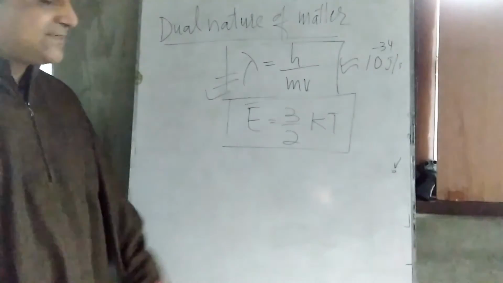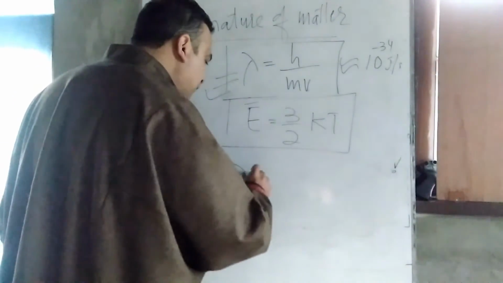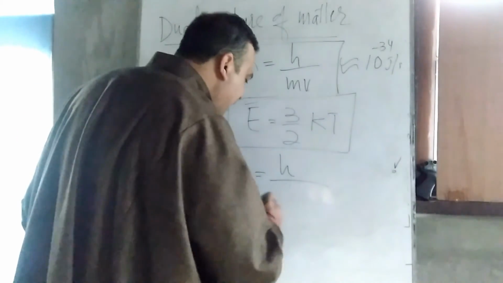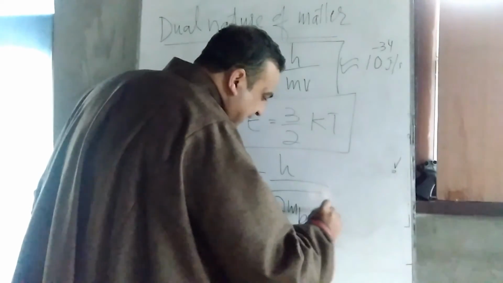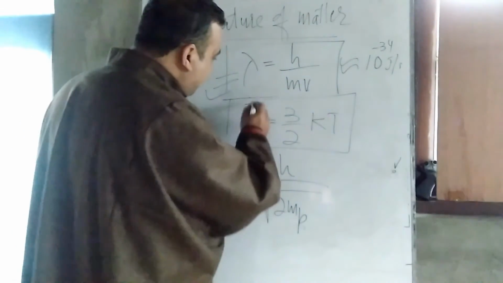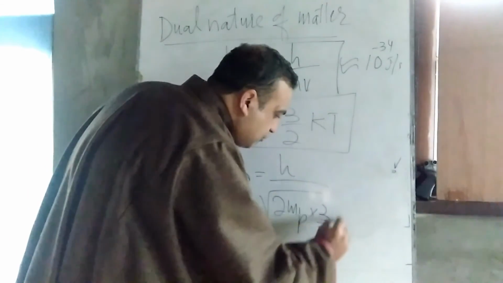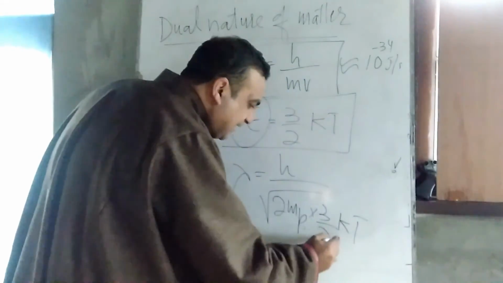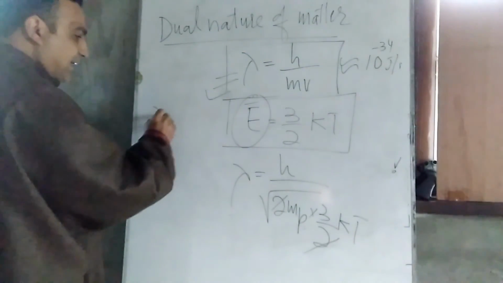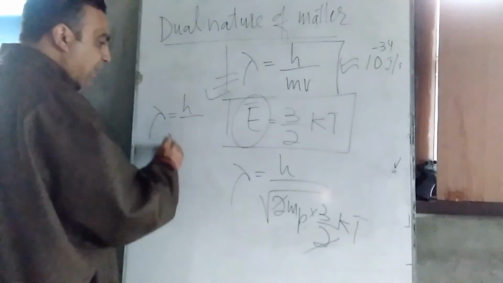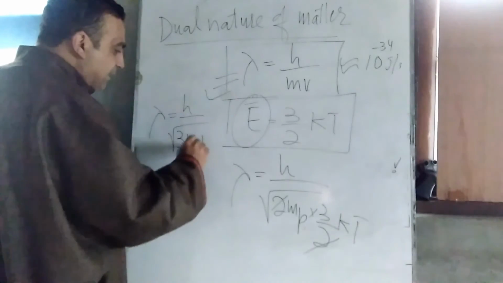We can replace this energy from the equation that we have already arrived for lambda. What was that? That was h divided by under root of twice mp Ek. So instead of Ek, I will write down this average energy. What will be that? That will be 3 by 2 kT. You can see this 2 and 2 will cancel. And you will get lambda, again, here, h by under root of thrice mp kT.